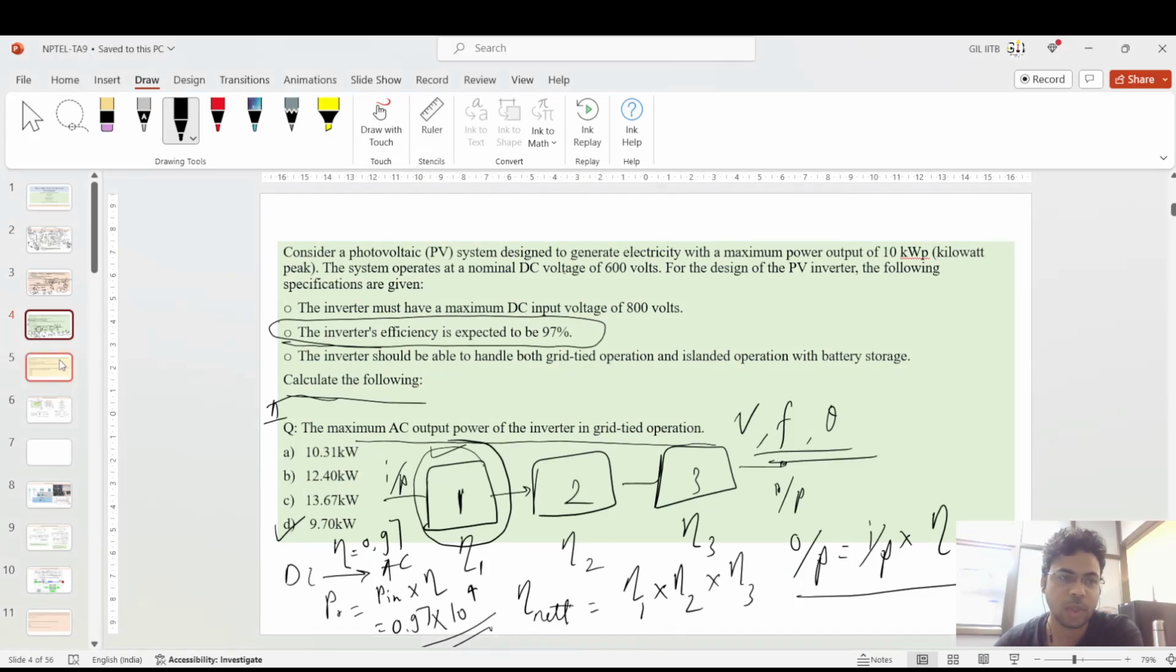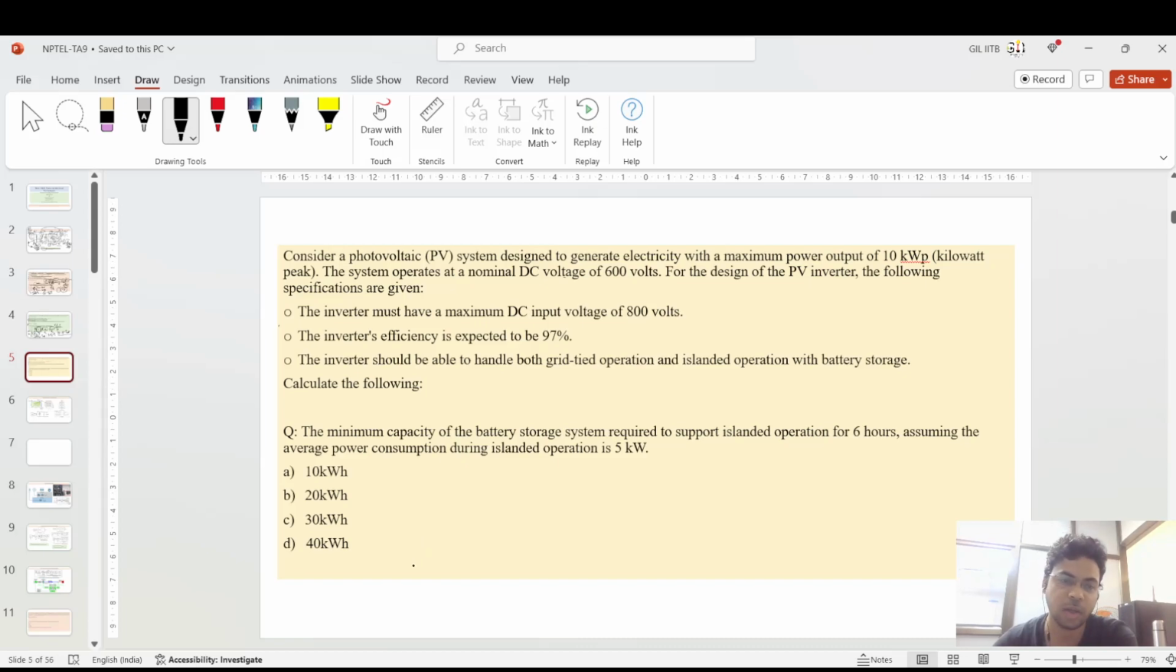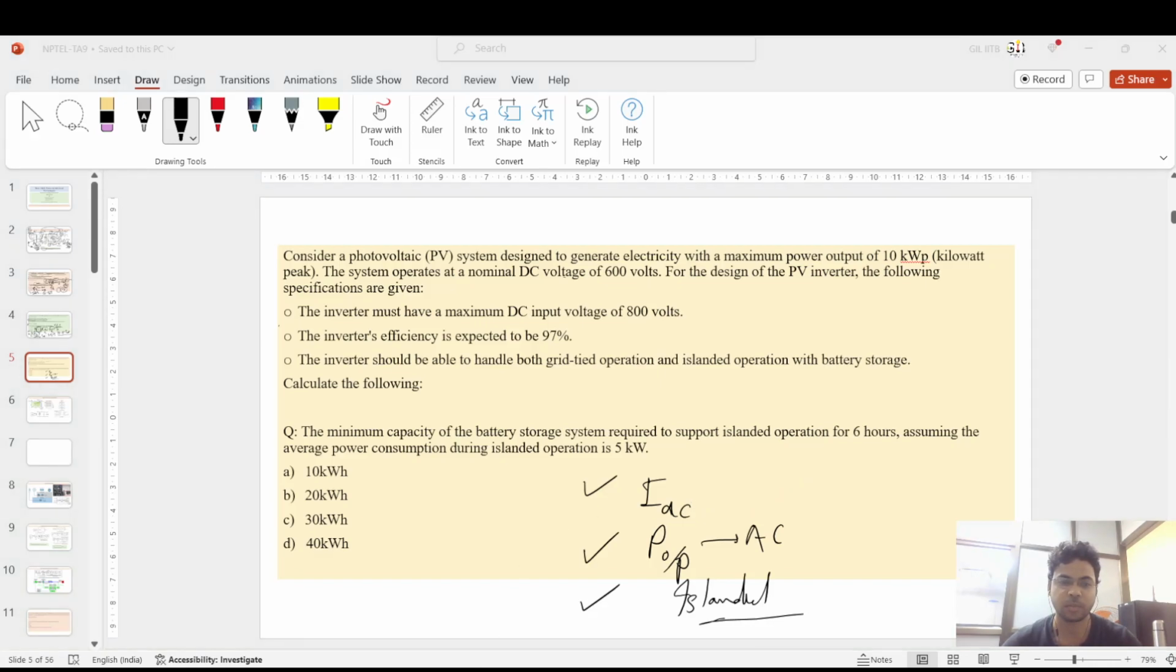If you have any doubt, you can let me know in the chat box, or you can open your mic also. This is the third part of the same question. I request you to solve this question. You got the point of the DC voltage, how to find the maximum IDC current the inverter can handle. Second, you also got what the P out in the AC side will be. Third, you have to tell me, in the islanding operation in this question, how much energy capacity is needed for this battery storage. This is a very simple question, please try it.